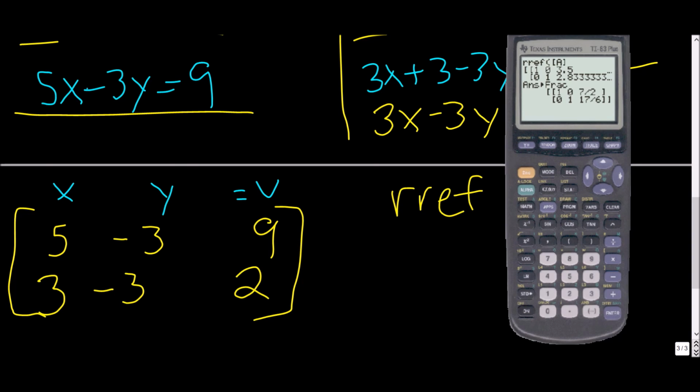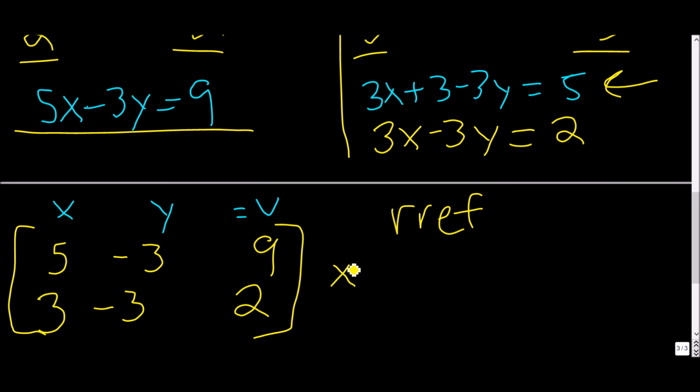Well, what does that mean? Well, if you look at the matrix, it's going to say 1, 0, 3.5. Well, the way I set up my matrix on the left side is that I'm talking about x first. So x equals 3.5. And I did my y second, so y is going to equal 17/6. So I get x equals 7/2 and y equals 17 over 6.